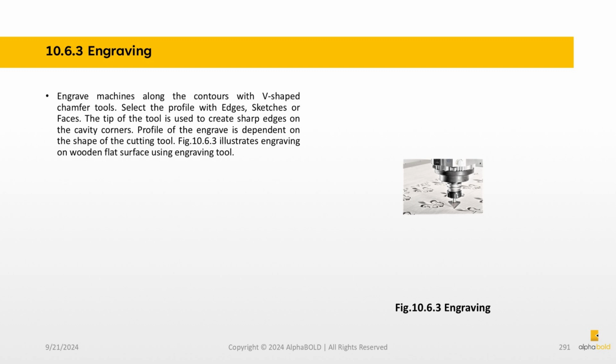The tip of the tool is used to create sharp edges on the cavity corners. Profile of the engrave is dependent on the shape of the cutting tool. The example illustrates engraving on wooden flat surface using engraving tool.